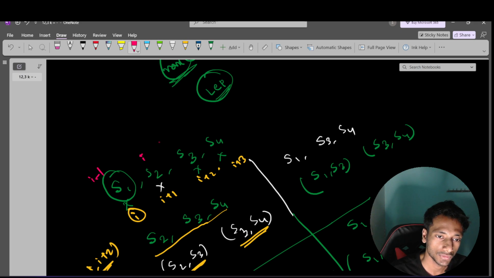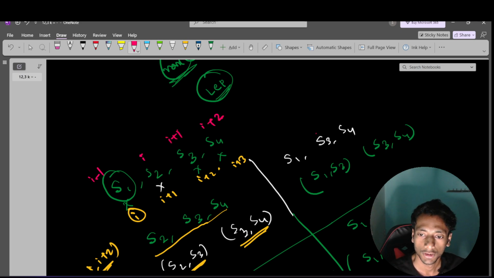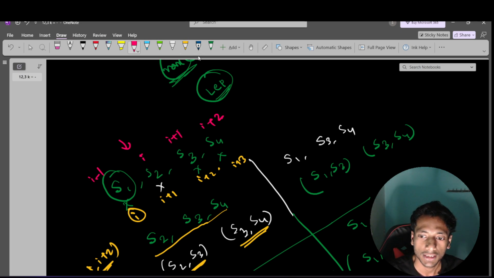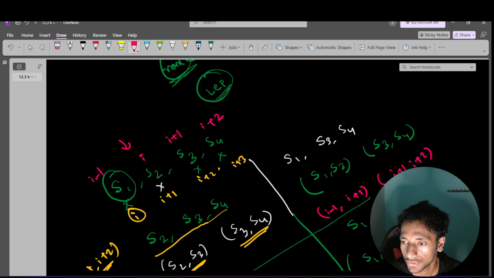Next, this is our I, this is I minus 1, this is I plus 1 and this is I plus 2. So I have removed this ith string, which is s2. So what is the adjacent pair we are creating? Here it is s1, which is I minus 1, and this s3 is I plus 1. Clear? And s3 is I plus 1 to I plus 2.